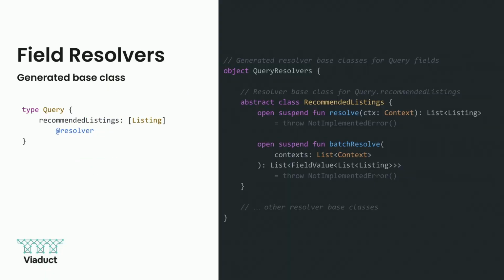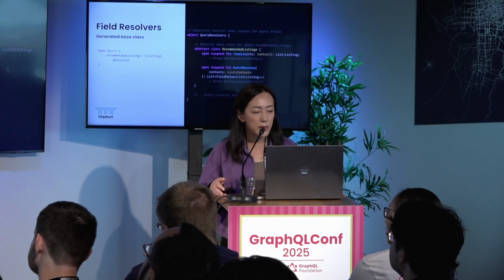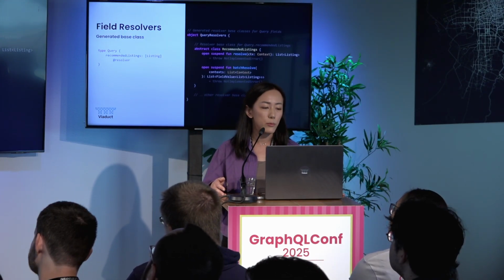So that's the schema, and now we'll talk about the Kotlin code. Right now, our developer API is Kotlin, and we have ambitions of supporting more languages in the future. So for every single resolver with the schema as a source of truth, Viaduct will generate a Kotlin base class for that resolver. So here's an example for the recommended listings field where we generate a recommended listings base class.